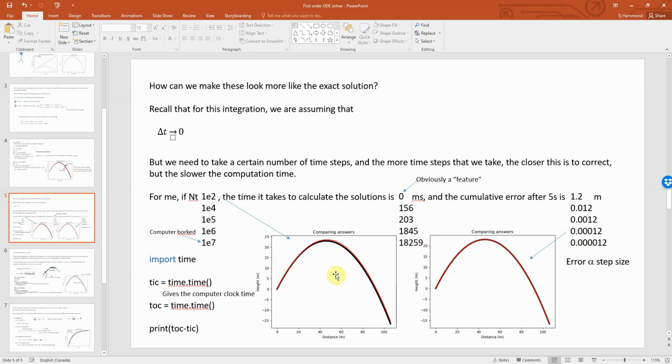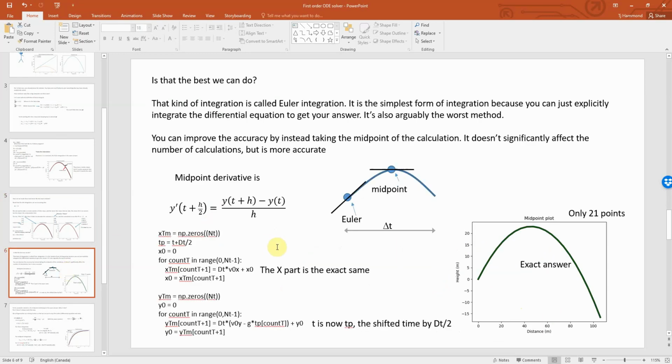It says it takes about 20 seconds, but actually trying to plot these 10 million data points in Python kind of crashed my computer, so I called it computer borked. So I will let you try that at your own peril to see how long it takes you to run these. But I would probably suggest doing fewer than 1 million steps. But you can see that the numerical solution almost exactly matches the exact solution. So that's why Euler integration requires so many steps.